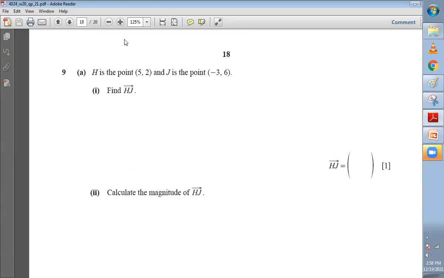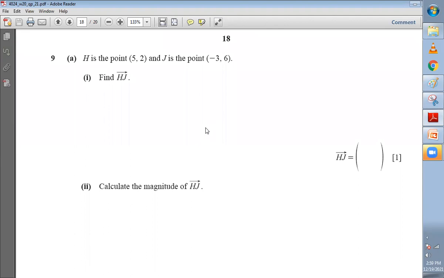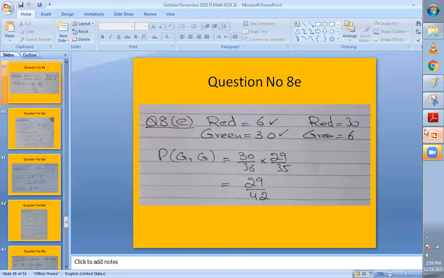So we are done with question number 8. Now we are with question number 9. It says H is the point (5, 2) and J is the point (minus 3, 6). Find HJ. We know the coordinates of H, (5, 2), so I can write its position vector, we call it OH. I know the coordinates of J, so I can write the position vector OJ. Then very easily I can find HJ. OH plus HJ equals OJ. That's the formula we use for position vectors. Let me show you.